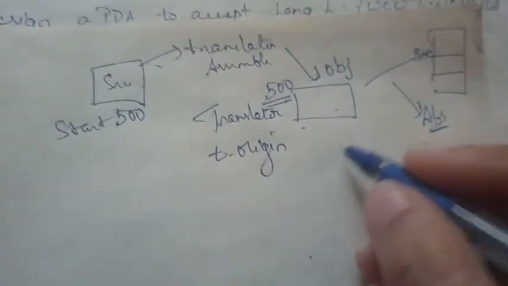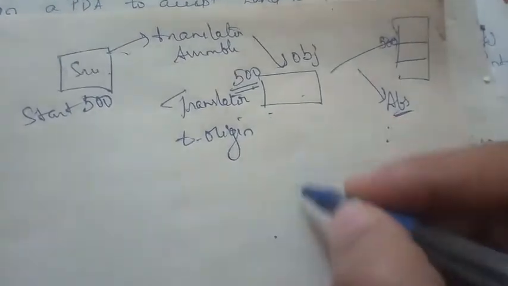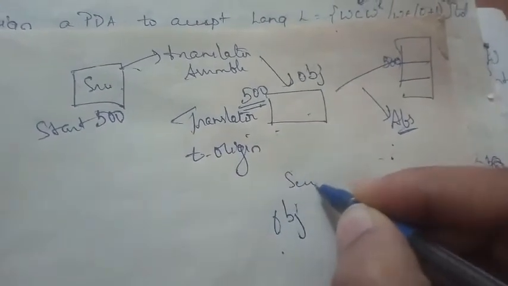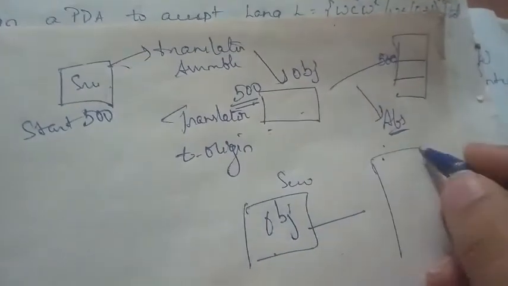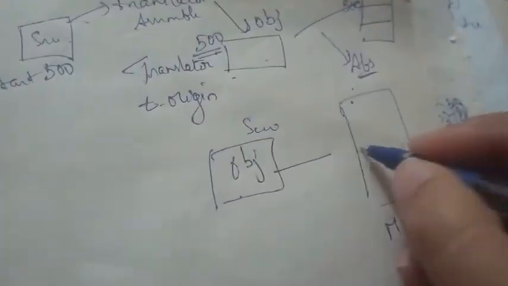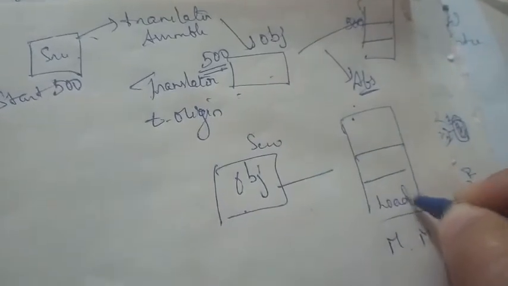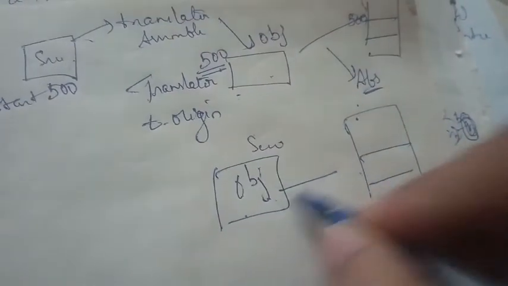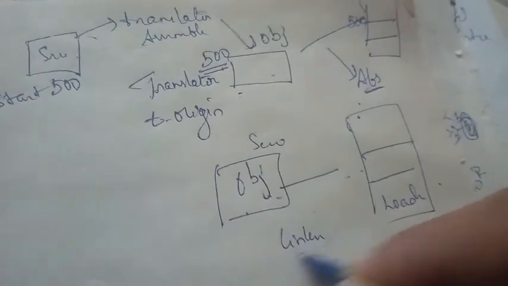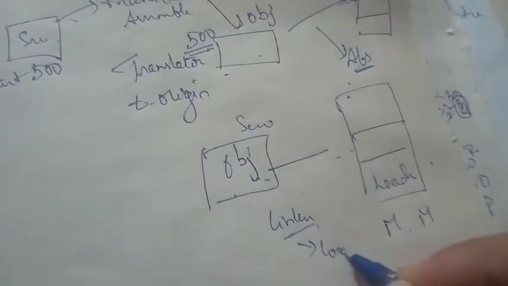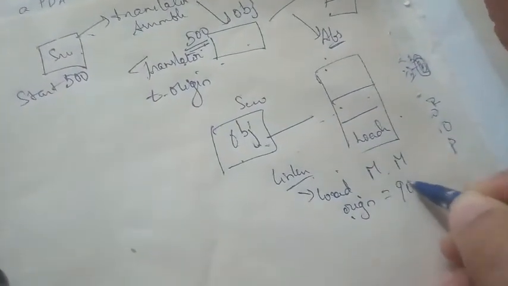But with a relocation factor, whatever object program is created in secondary memory can be loaded to a different memory location in main memory with the help of a loader. Then the address will change. This address is given by the linker. The linker will give the load origin, and it will load according to that area. So the translator address is 500. Imagine the load origin is given as 900.